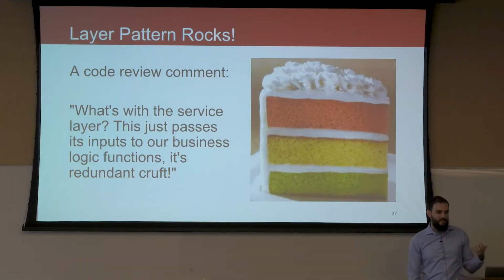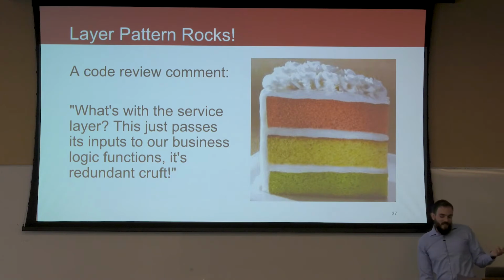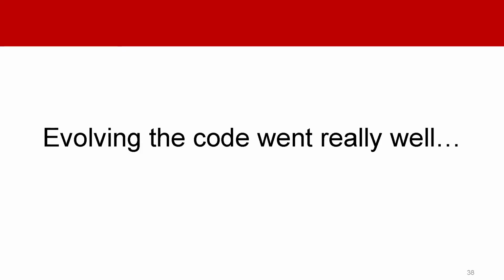And you're probably thinking, okay, of course, why wouldn't you ever design an API like this? Well, this was a real code review comment we got saying, what's with the service layer? This just passes its inputs over to our business logic functions. It's redundant cruft. Get rid of it. Well, okay, maybe they have a point, but I had the personal misfortune of having to refactor service handlers that were hundreds of lines of business logic long, and that wasn't like eating cake. That was like eating rotten fish. Did not like it. So besides that little bit of rotten fish, evolving our code went really, really well.